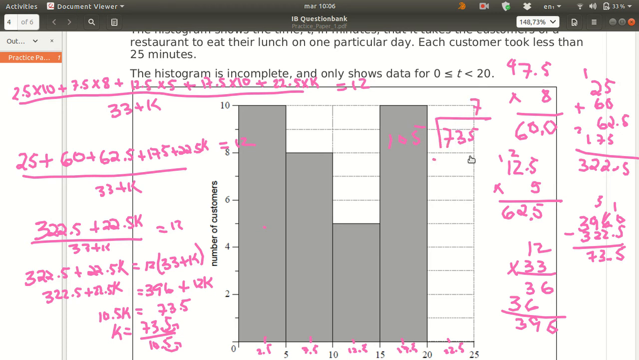7 times 5 is 35. Carry a 3. 7 times 0 is 0 plus 3 is 3. 7 times 1 is 7, and it fits perfect. So that means K is equal to 7.